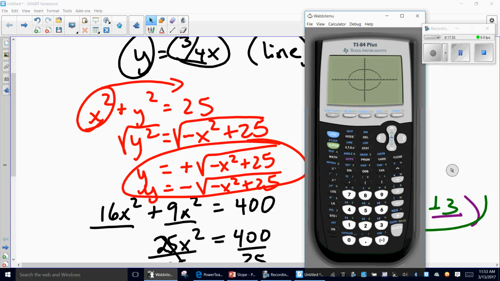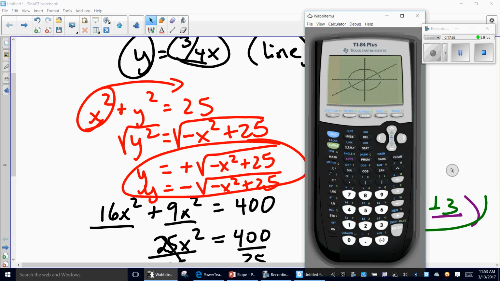Did everybody get it? If you didn't get it, raise your hand. Miss Handy will come see you. Okay? Then you need to put in the next equation. You need to put in y equals 3/4 x. So 3 divided by 4, close parentheses, x. That's going to be your line.